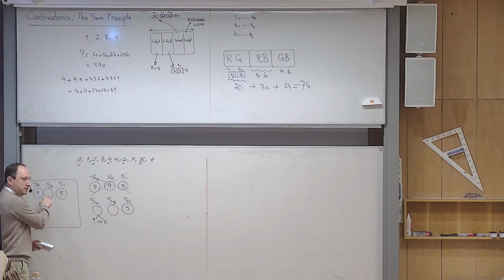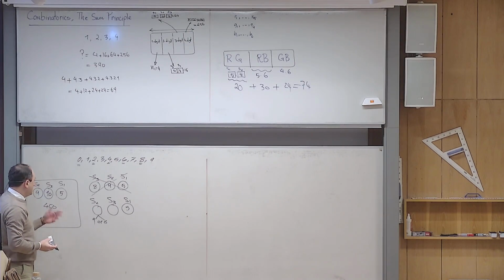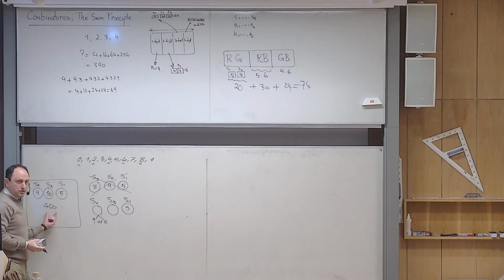And then how many options are available here? 9. How many options? 9, yeah. No. How many options are available here? 10. 0 can also be chosen this time. So then this becomes 450. So you see, if I change the problem slightly, now the product principle on its own is enough, but not for that problem. Okay? Is that clear?